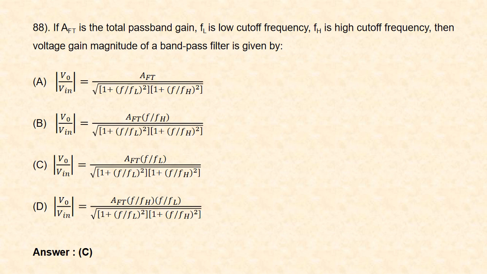If AFT is the total pass band gain, FL is low cutoff frequency, FH is high cutoff frequency, then voltage gain magnitude of a band pass filter is given by. The formula for voltage gain is V0 by Vin is equal to AFT into F by FL divided by square root of 1 plus (F by FL) square into 1 plus (F by FH) square. So option C is the correct answer.